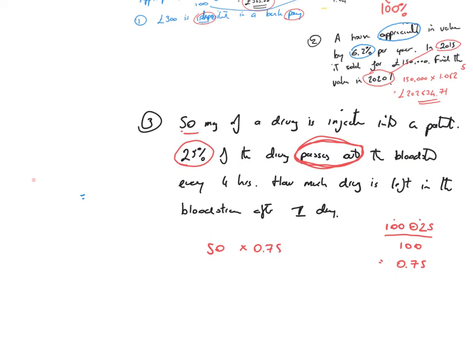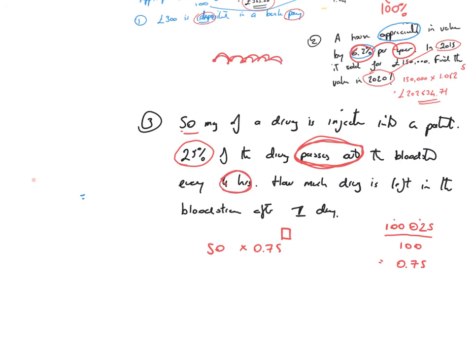Now what's my power this time? We'll have a think about it. This happens every 4 hours, so it repeats after every 4 hours. So if I thought about the house appreciating, it appreciated by 6.2% every year. So that would be 2016, 2017, 18, 19, 20. That would be 1, 2, 3, 4, 5.